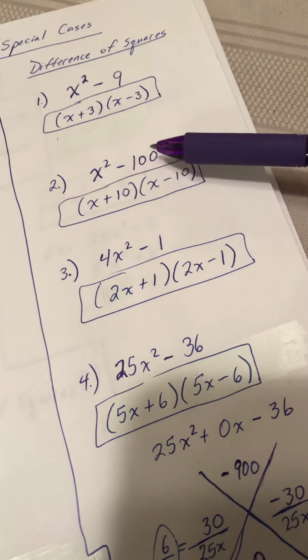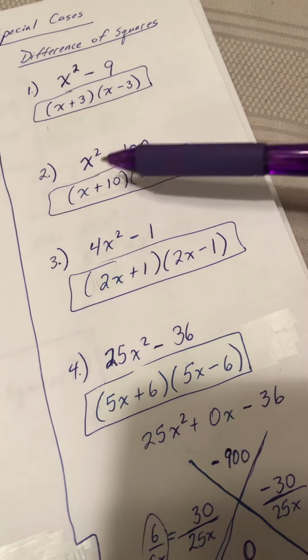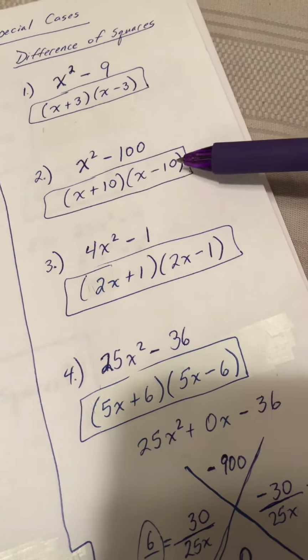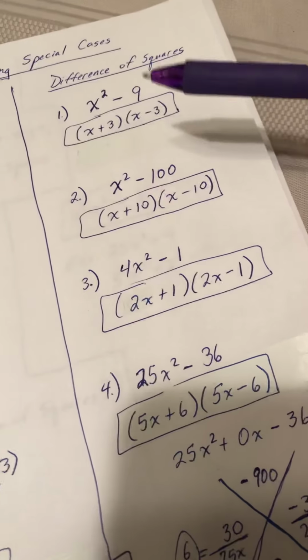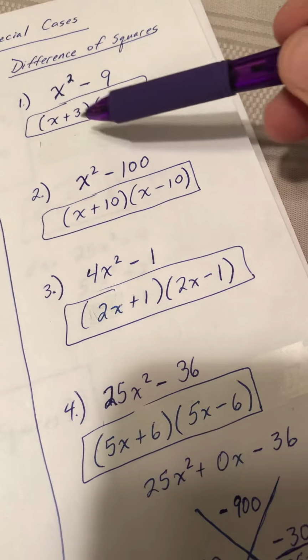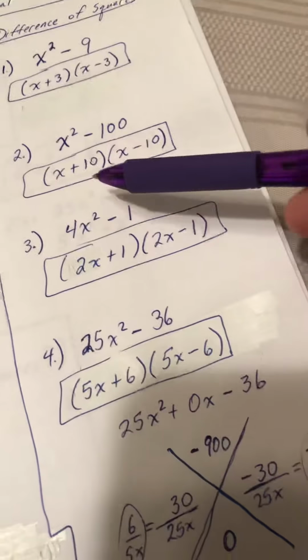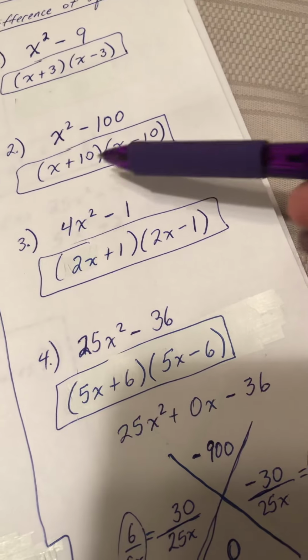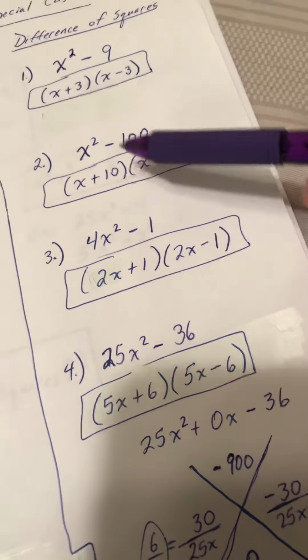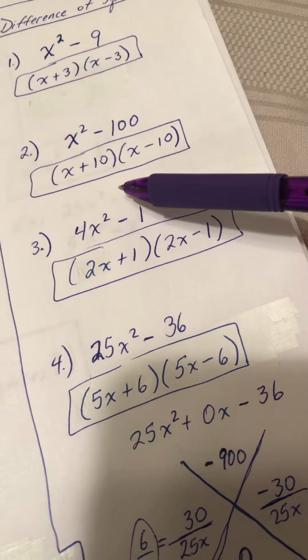This one, the square root of 100 is 10. So we have a positive 10 and a negative 10: x plus 10, x minus 10. The reason there's no middle term is that when you do the outside-inside, negative 3x plus 3x is 0x. There's no middle term. Negative 10x plus 10x is 0x, no middle term. We say the outside-inside cancels out.